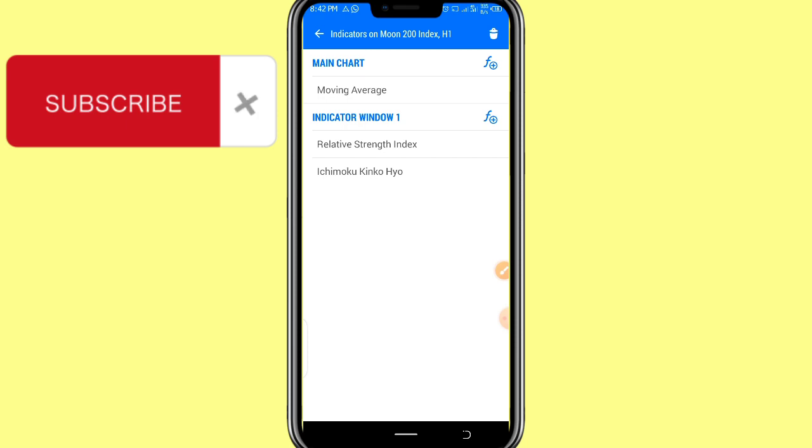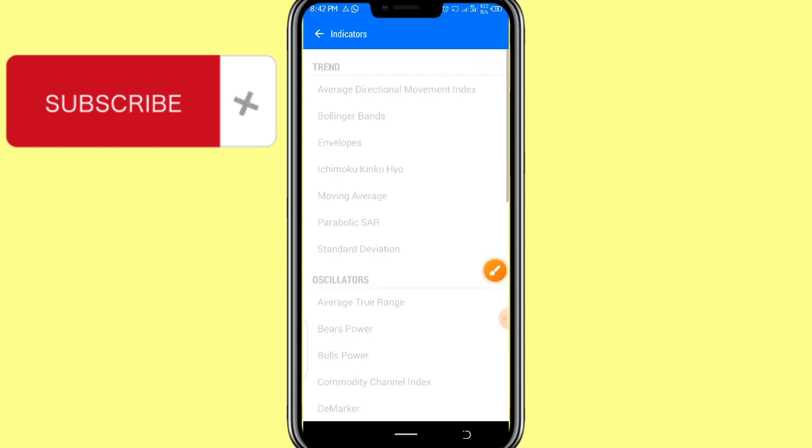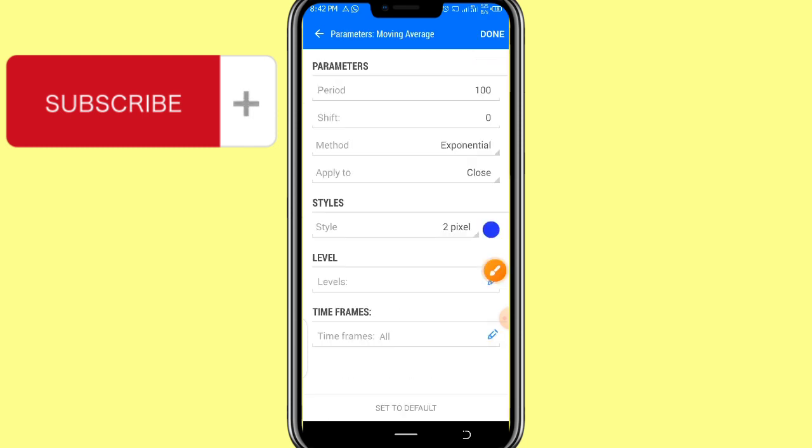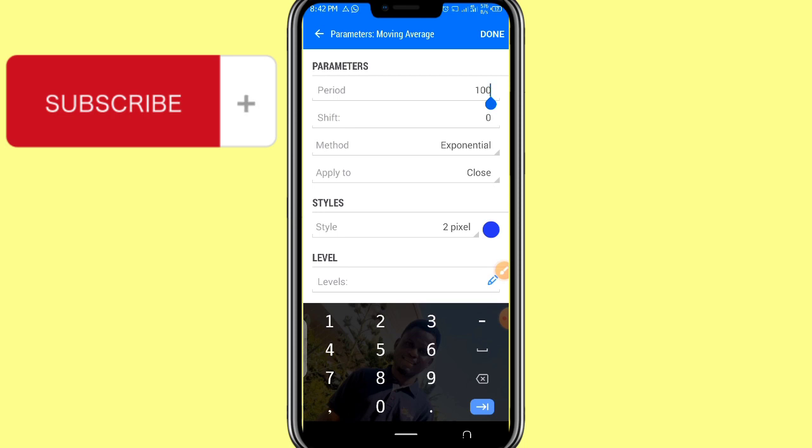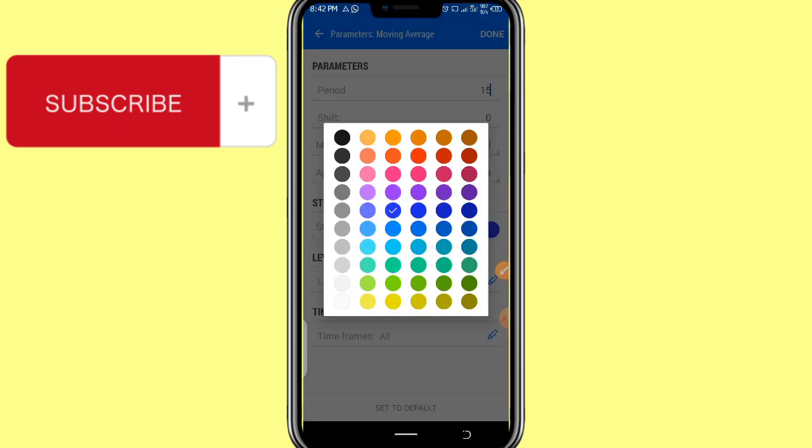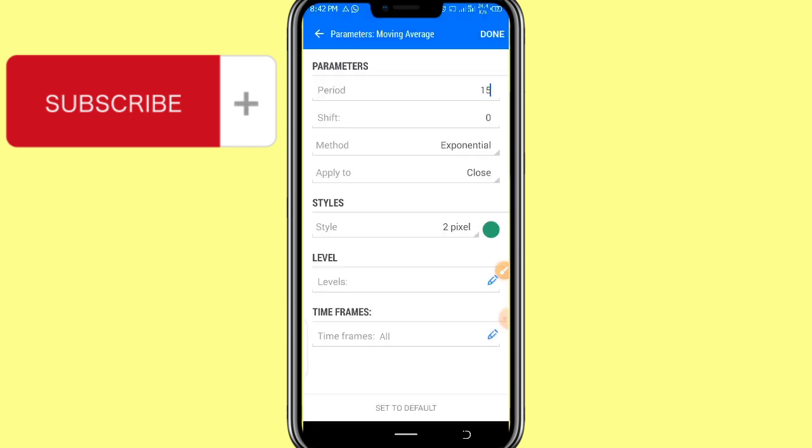You are still on the main chart, you click on the plus icon again, the one here on the main chart, and then we're going to add another moving average. This time we're using 10. Period is 10, shift 0, exponential. Then let's change this to green.